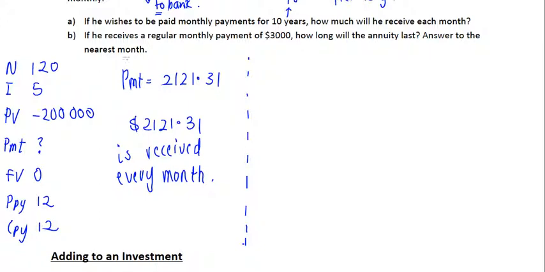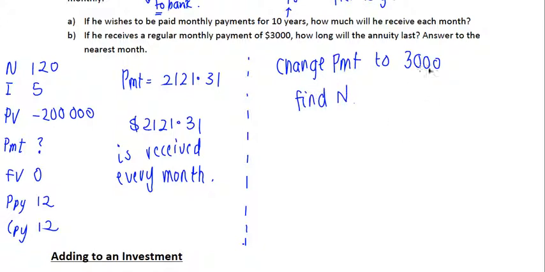Okay, second question. If he wants instead to have $3,000, how long will this last him? We want to answer to the nearest month. So what we'll do is, all of this is staying the same apart from payment. We're going to change payment and we're going to find what N is. So we'll change payment to $3,000. So instead of receiving $2,121.31, he wants to get $3,000. This means that it's not going to last as long. If he's being paid more, it means the money will run out faster. So let's find N now.